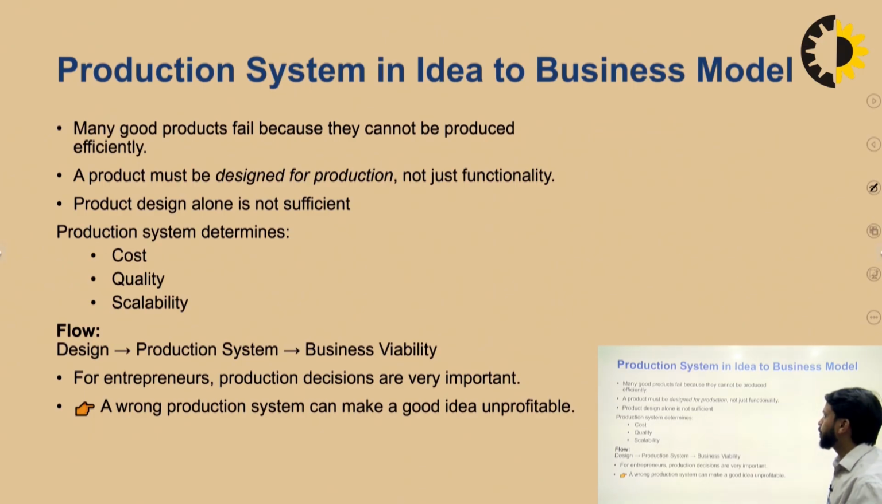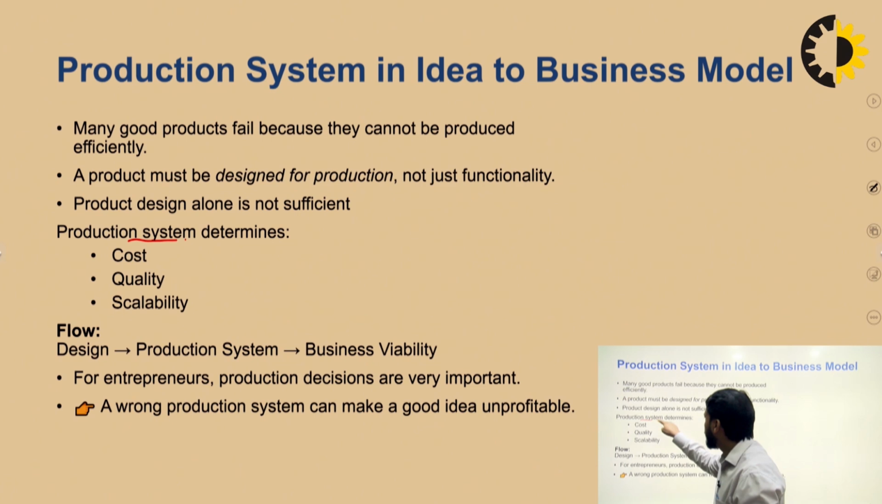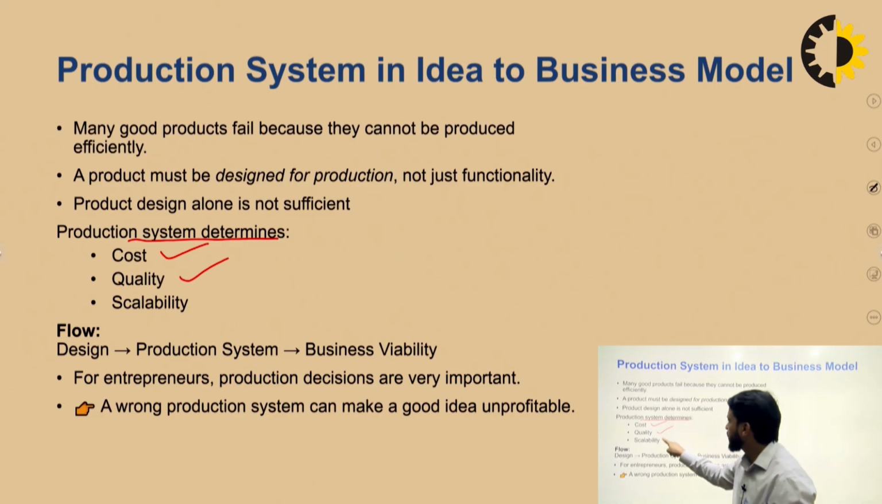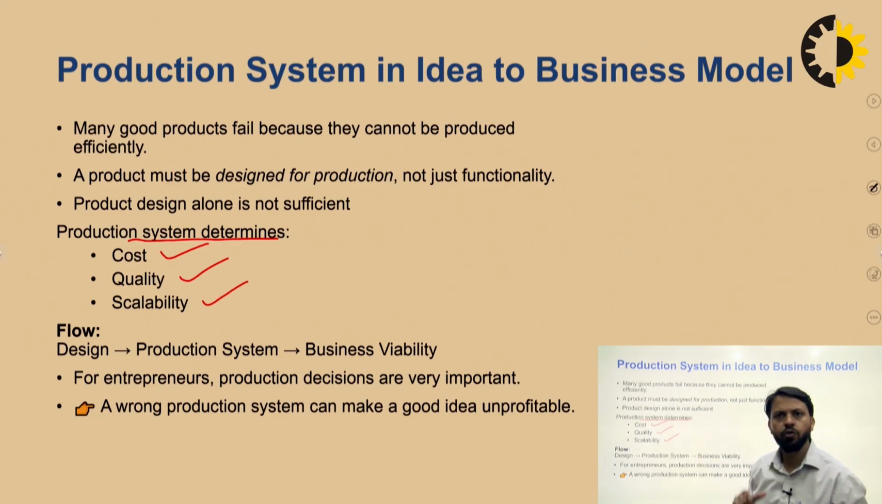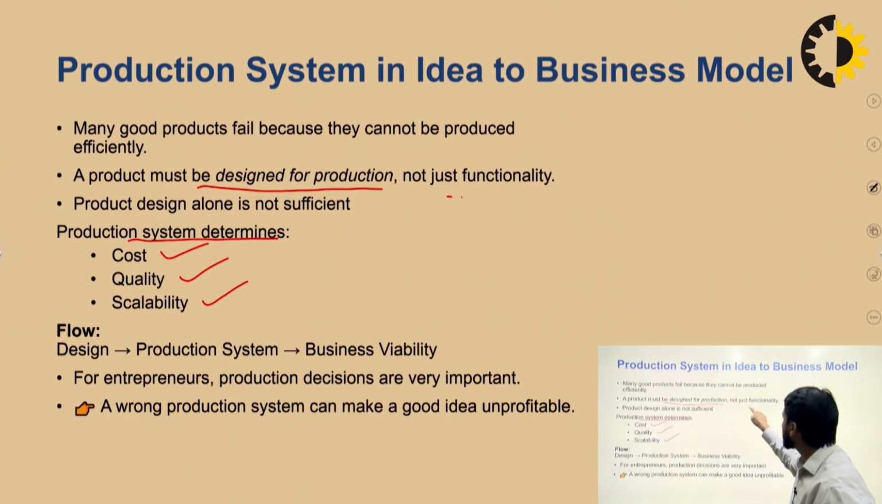Why the production system is more relevant to the idea to business model, or a product idea, is that it will determine the cost of the final product, the quality we will get with this product, and the scalability of that idea: how scalable it is, is it market viable, is it feasible? We have studied all these things, and now we are ready for design for production, not just functionality.